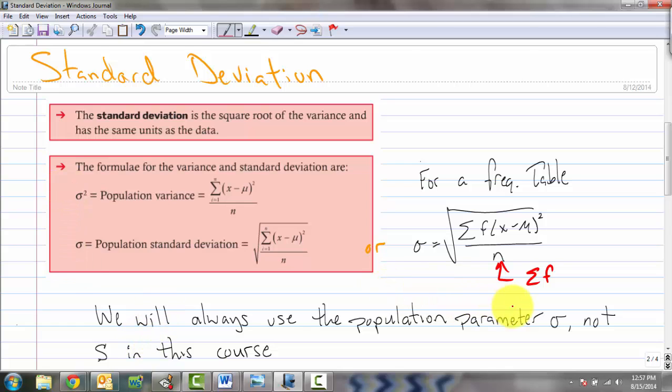When we do this, the population parameter is sigma. The sample statistic is S. So S is the abbreviation we use for standard deviation of a sample. We're going to treat all of the data sets that we're going to use as populations, and to simplify things, we're just going to stick with sigma.